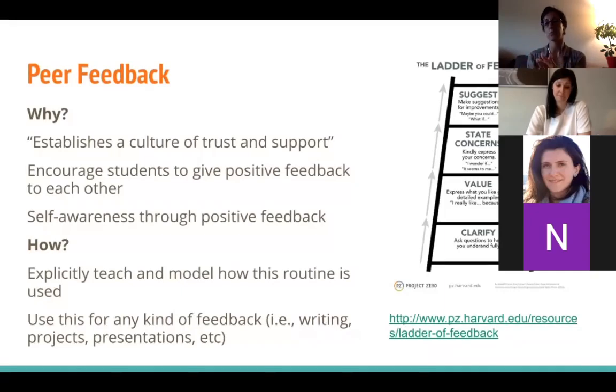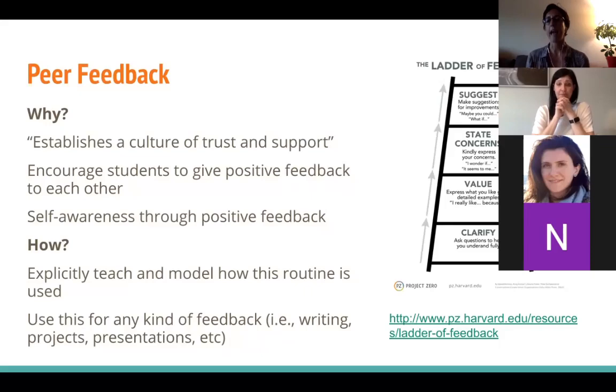And you can actually show this PDF, which is on the right-hand side of the screen. It's readily available on the website below. And you can use this for any type of feedback. So for writing, for projects, for presentations, anything. And you go through each step of the ladder, starting at the bottom rung. The first part is that you clarify. So you ask any questions that might help your understanding.